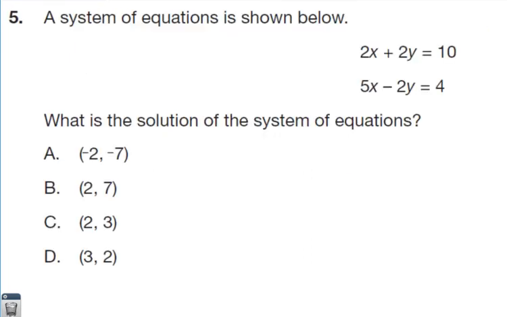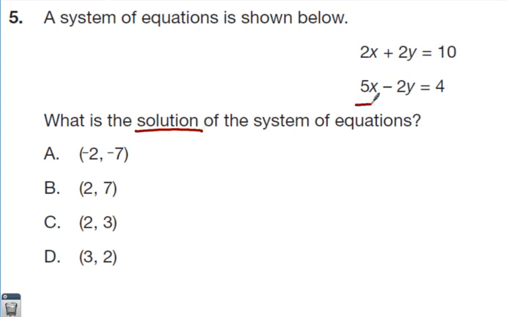Number 5, they give you a system of equations, and then they're not being too mysterious about this. It's kind of blunt. It's like, what's the solution? So not dancing around it at all. They flat out ask for the solution. They flat out ask for what x equals and what y equals. So we have to solve this system of equations, okay?